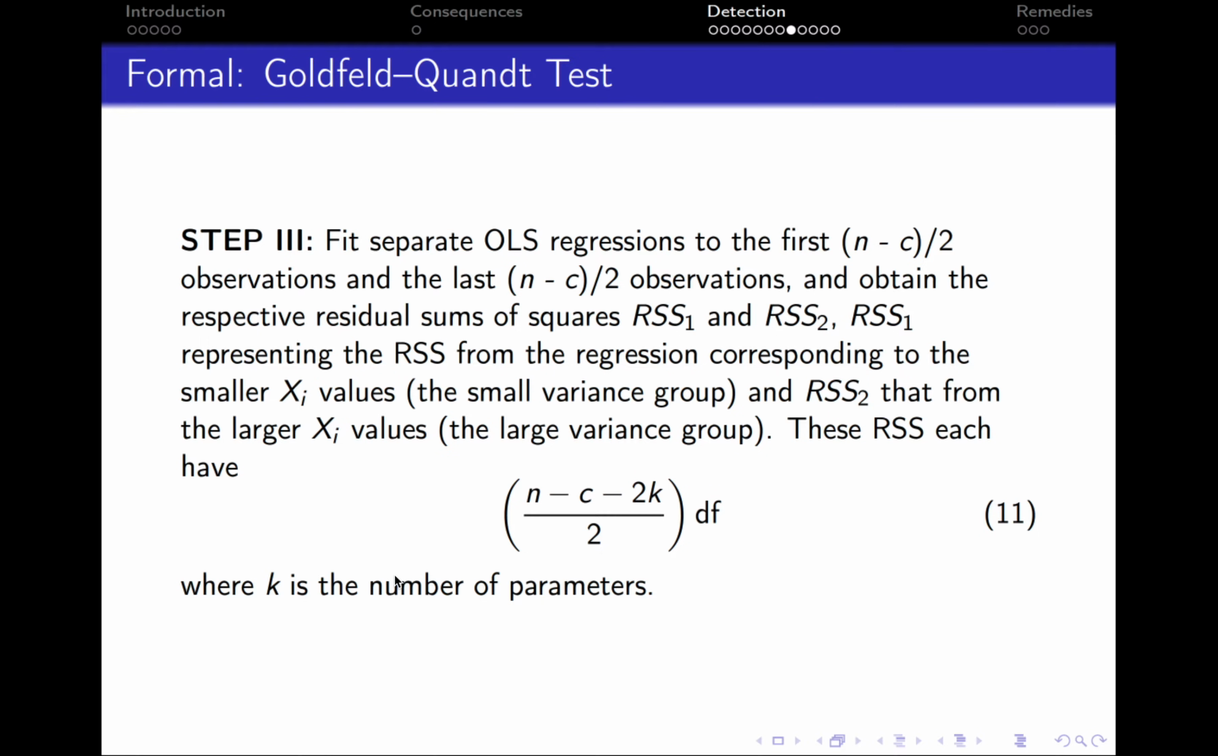After we've done this, we need to estimate two OLS regressions, using the first half of the observations and the other half of the observations. And from these estimations, we need to obtain the respective residual sums of squares. Please be aware that the residual sum of squares in each regression has the following number of degrees of freedom: (n minus c minus 2k) divided by 2, where n is the sample size, c is the number of central observations, and k is the number of parameters.